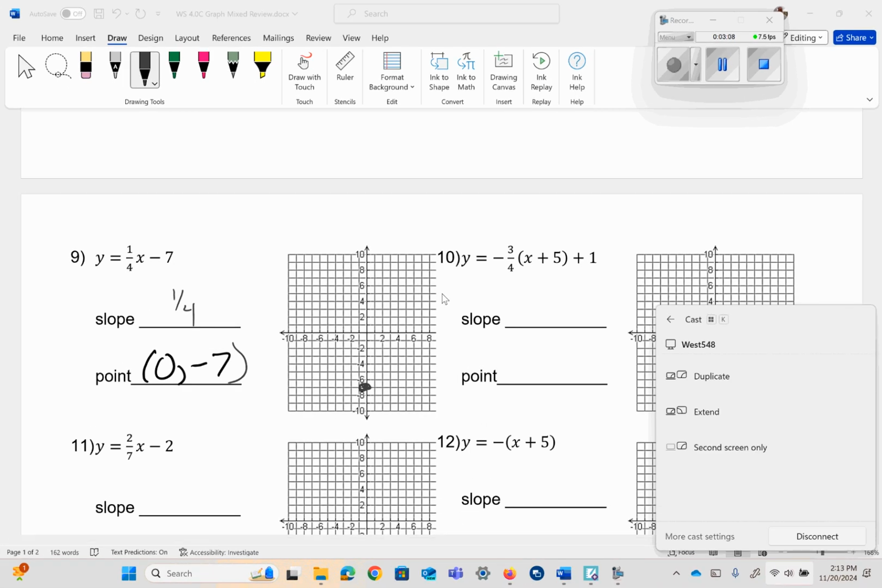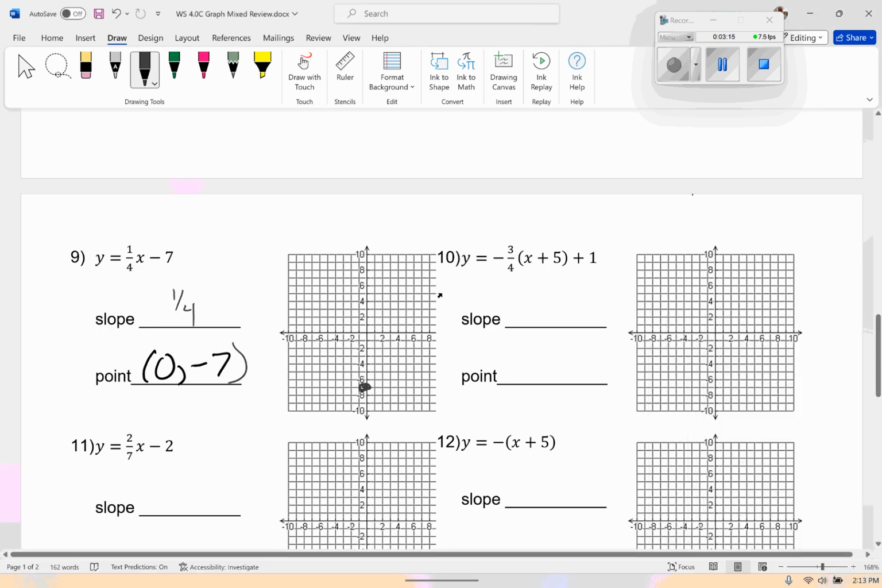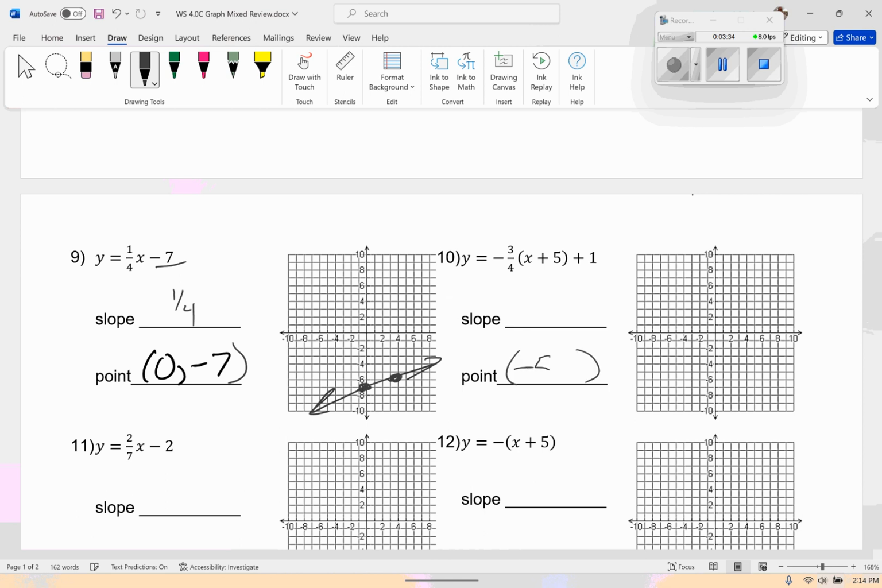All right, there we go. I think we're officially ready. All right, so (0, -7) is the point because of this. And then I'm going to go up 1, right 4. And there's my line. And just to keep it consistent, I'm going to go over to number 10. My point on number 10, I get (-5, 1).